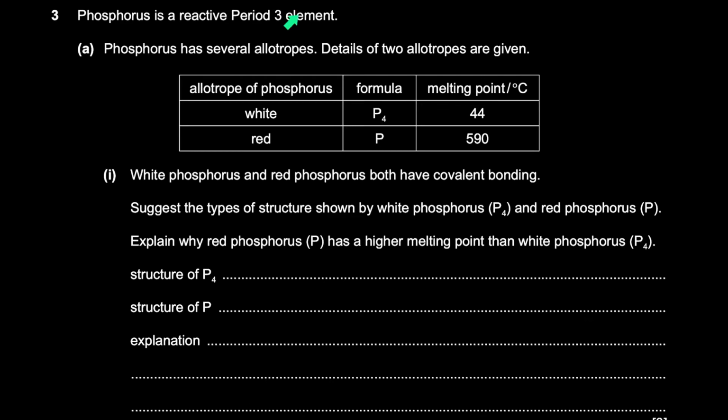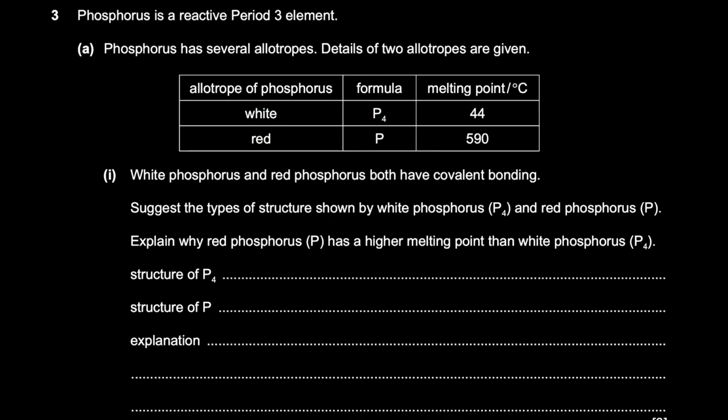Phosphorus is a reactive period 3 element. Phosphorus has several allotropes. Details of 2 allotropes are given. Again, allotropes are basically 2 different ways in which the same element can exist. So for example, allotropes of carbon can be diamond, graphite, Buckminster fullerene, right? Here they said we have 2 allotropes of phosphorus.